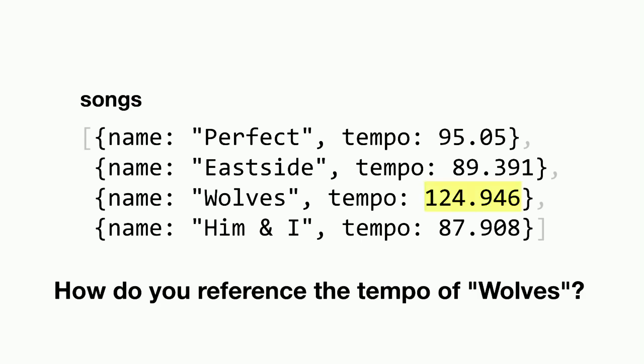Okay, so given I have now songs as a list of dictionaries, how might I reference the tempo of wolves? So let's say I know that this is, say, my 3rd element in the list. Feel free to suggest in the chat, how would I get the tempo of the 3rd element in songs?